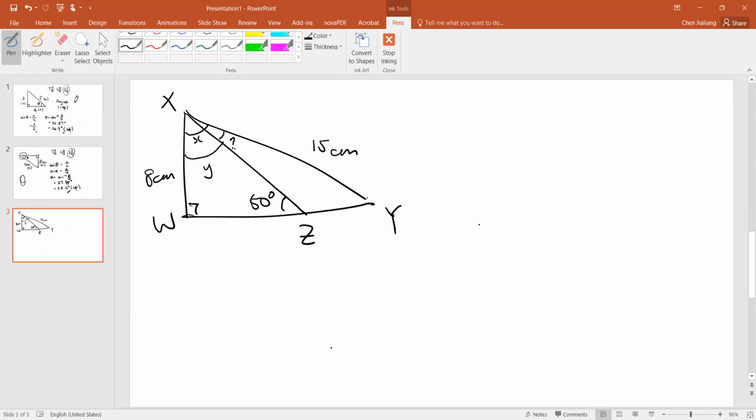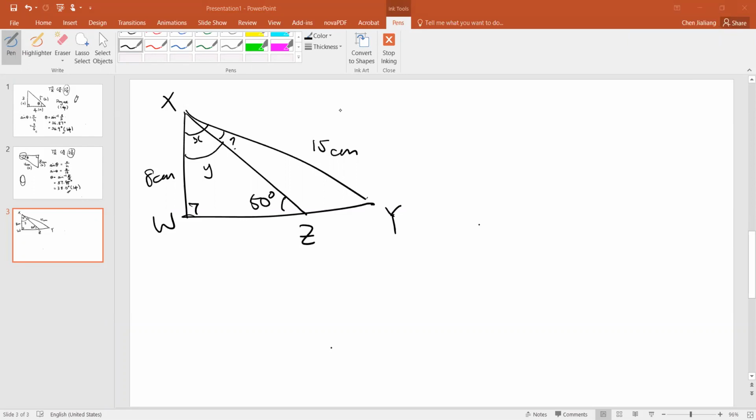15 and 8. So we can use 15 and 8 to find angle X. Can everyone understand? So far, only Hui Xuan and Christina are answering me. The rest of us, can we understand?